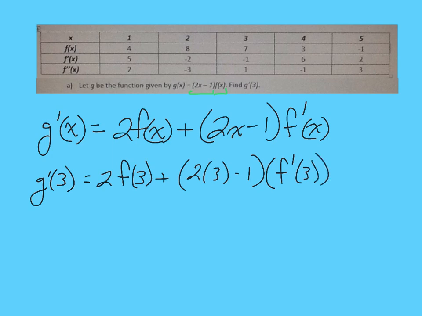Okay, so now we're going to go to our chart and get this solution. We have 2 times f of 3. So f of 3 is 7, plus, we can do all of this, that is 6 minus 1, that is 5. And then f prime of 3 is minus 1. So we're going to get 14, this becomes minus 5, or 9. So g prime of 3 is 9.